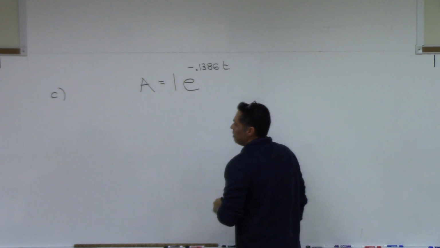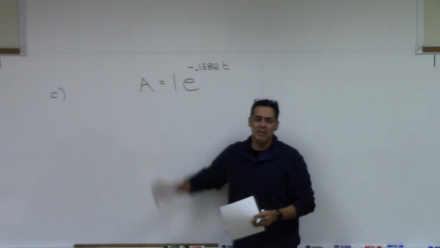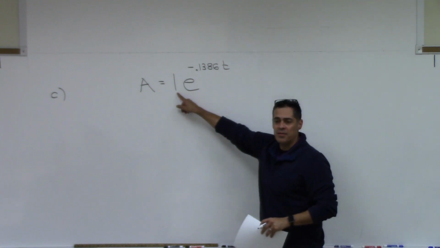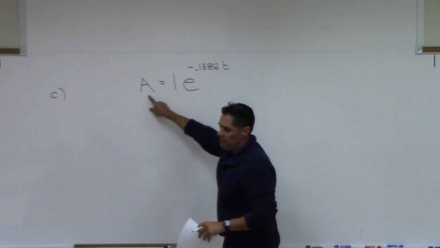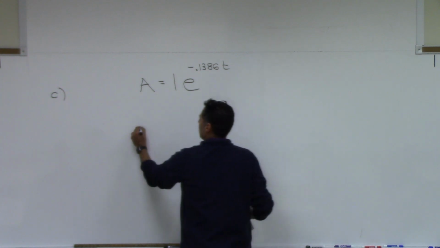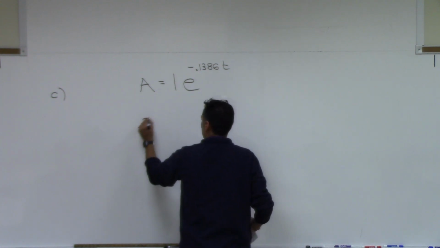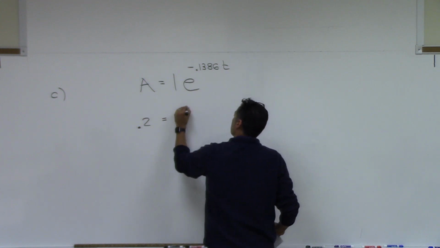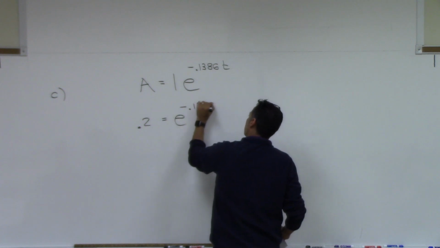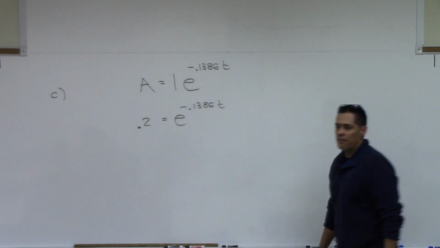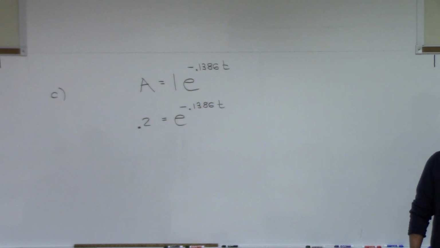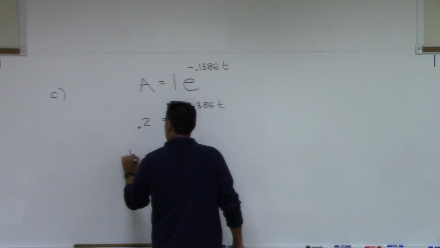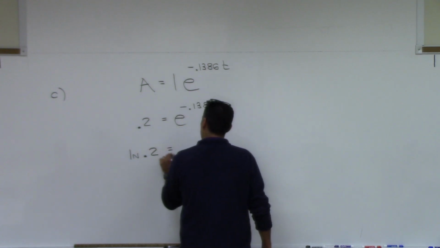Right, that was our master formula. What we're saying is that we want the amount at the end to be 20%, which is 0.2, right? Because 1 is 100%. So don't put 20 over here, put 0.2. 0.2 equals, you don't need the 1, e to the negative 0.1386t. And now you're trying to solve for t instead of just plugging it into your calculator, so we'll have to do the log on both sides. Any questions on why I'm doing that? No. We're good?